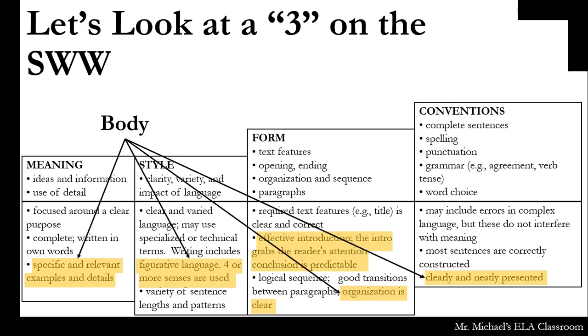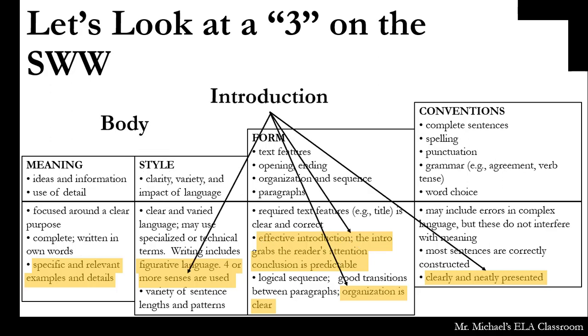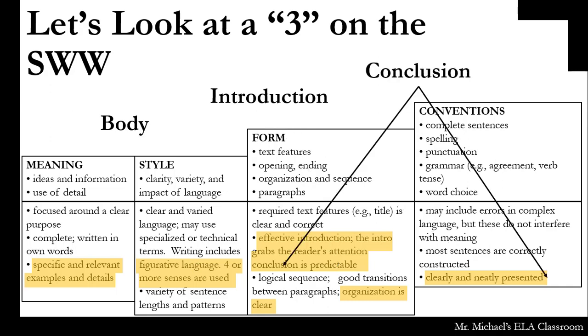So, in the body, we're going to be looking at the examples, figurative language, the 4 or more senses used, organization, and if it's neat. In the introduction, you're going to look at 4 or more senses used, organization, effective introduction, and again, clearly and neatly presented. In the conclusion, we just have to look at, is the conclusion predictable? And I'll explain what that means. And is it neatly presented?